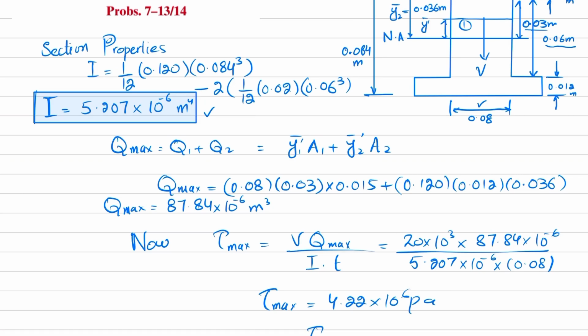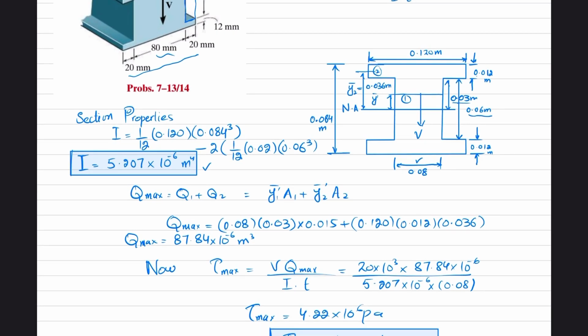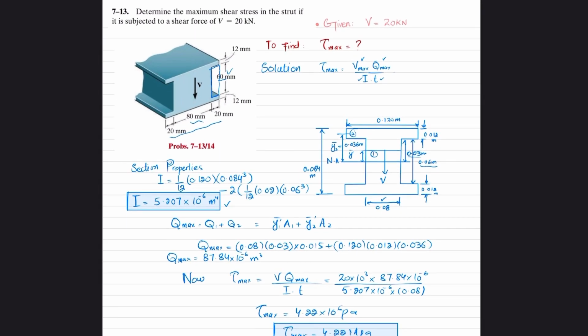Or you can say tau max is equal to 4.22 megapascal. So this is the answer of this question, problem 7.13.